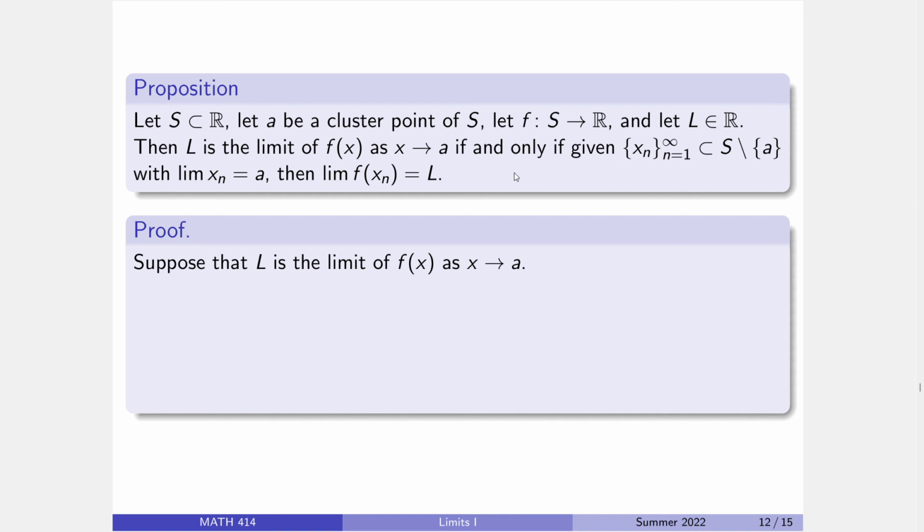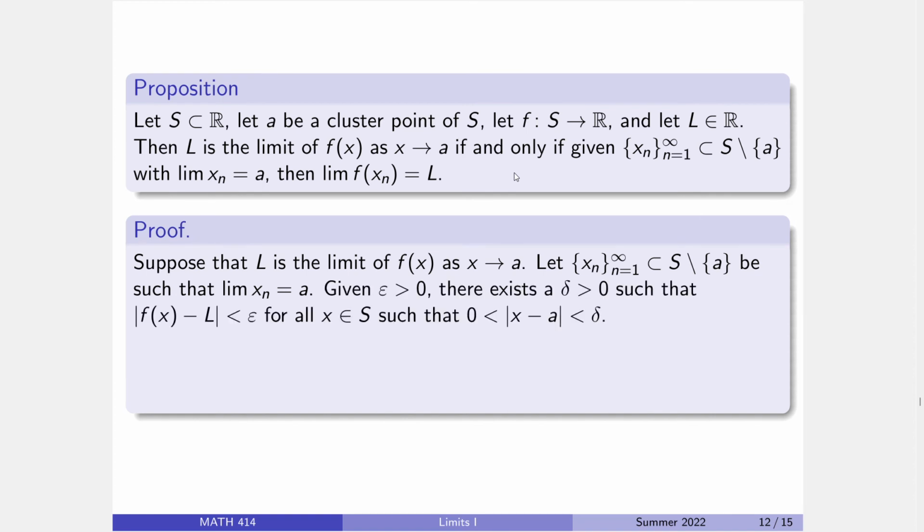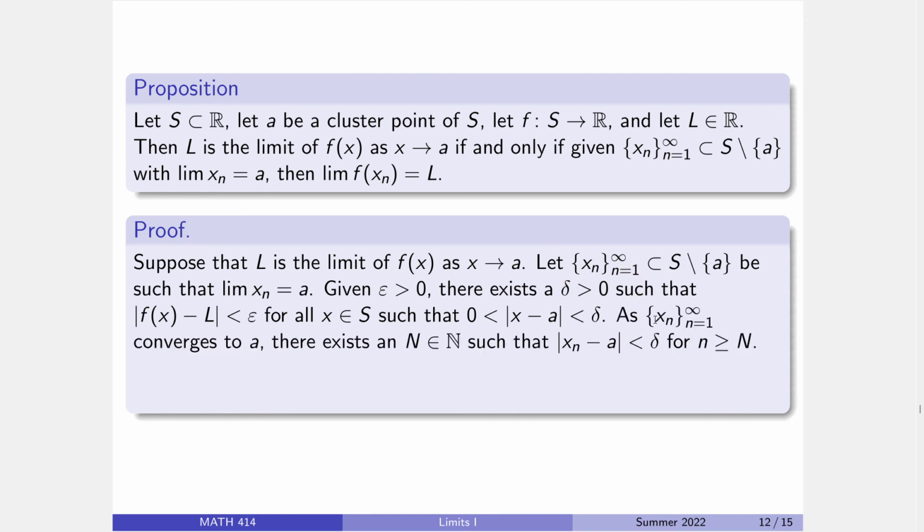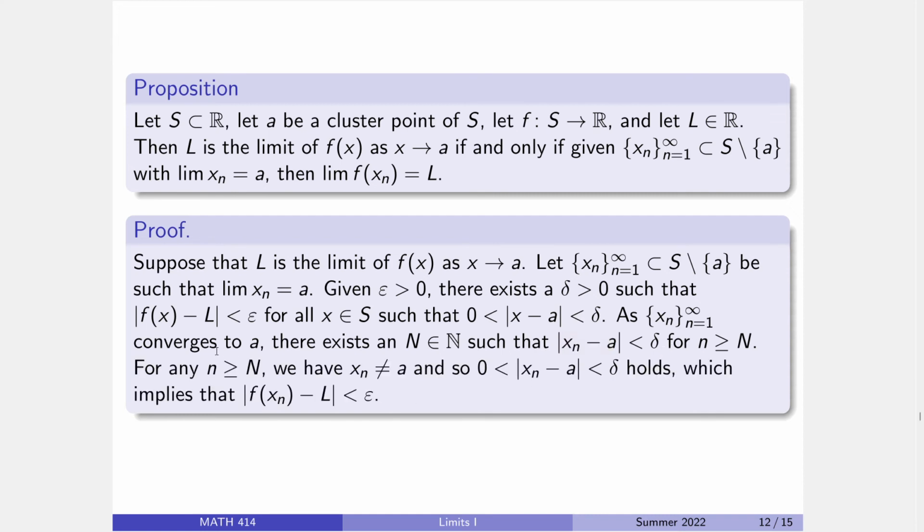So suppose L is indeed the limit. Take a sequence converging to a. Give it an epsilon. We know that f of x minus L gets within epsilon for all x that are within delta. Now I have a delta, which is positive. The sequence converges, so that means there is some point in the sequence where the elements of the sequence get within delta. Note that all the elements in the sequence are not equal to a, so the absolute value has to be strictly positive. Okay, and then that means since they're within delta, their output is within epsilon, so the sequence then converges.